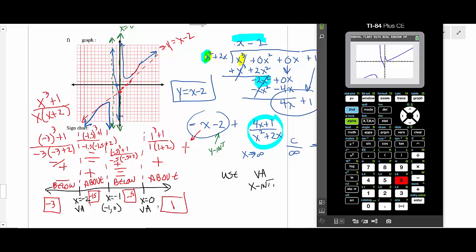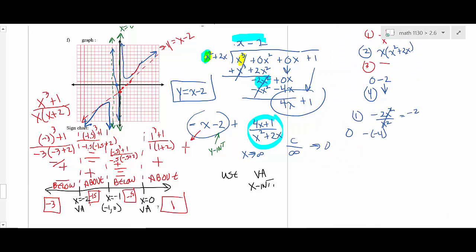So these graphs right here, when you have slant asymptotes, they get pretty weird. Okay, so that's how you would approach that problem and get a rough graph of that without your calculator. Does that make any sense to you guys? Okay. Do you have something?